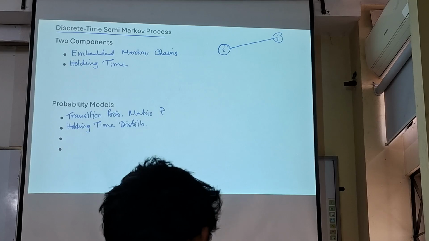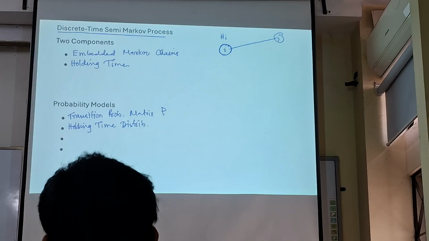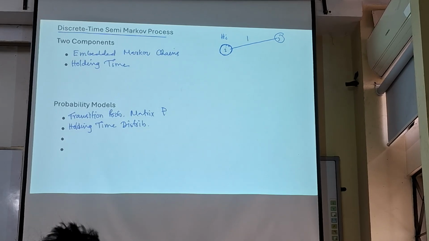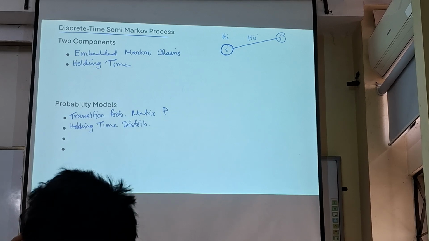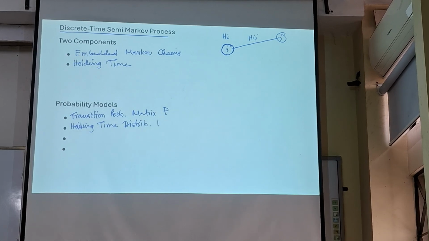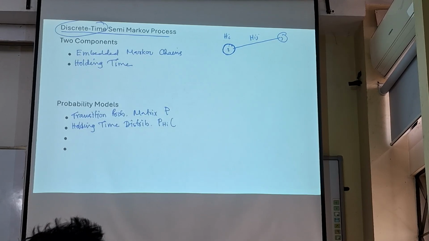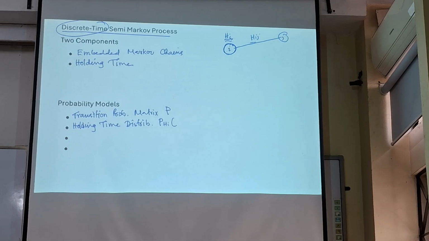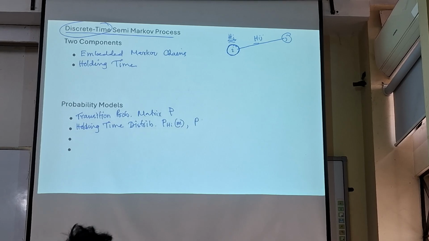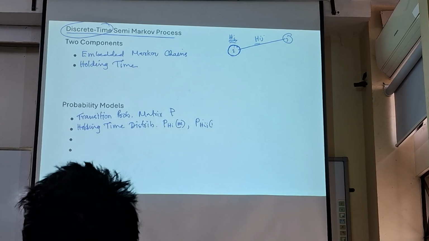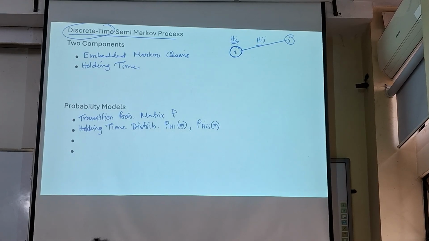When we consider the holding time of state I, we can denote it by A sub I, and the holding time of the process when the next state of the process is J can be denoted by A sub IJ. So we need the distribution of both of these quantities. One is P sub A_i. Since it's a discrete-time semi-Markov process, both A_i and A_ij are discrete random variables. Let's say the values are M. These two are the distributions of the holding times.